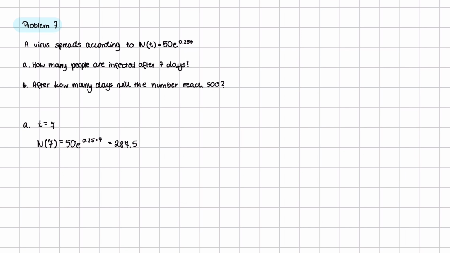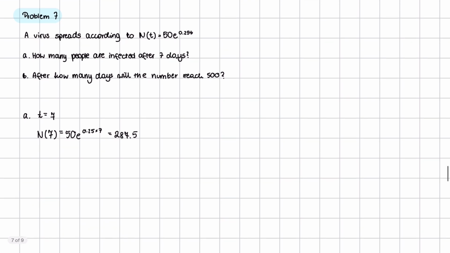I know that we have people, so it cannot be half of a person, but we can leave it like this. On your final exam, you will be asked, for example, to round it to the whole number. So then you have to round it, but now we can leave it like this.